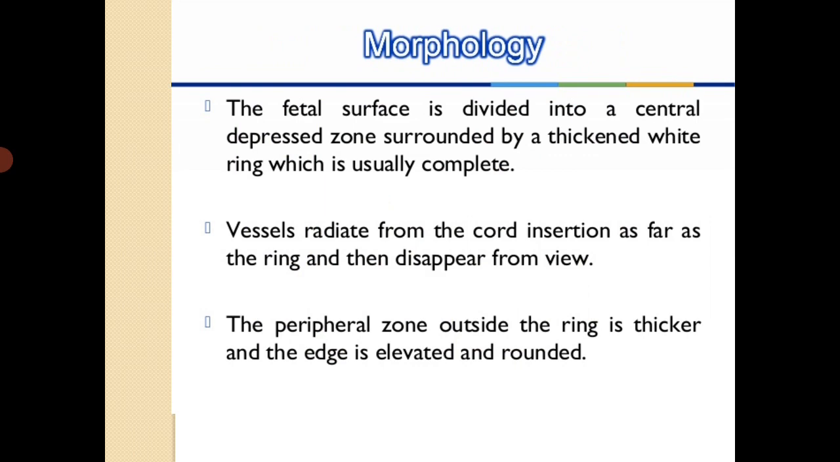Vessels radiate from the cord insertion as far as the ring and then disappear from view. The peripheral zone outside the ring is thicker and the edge is elevated and rounded.